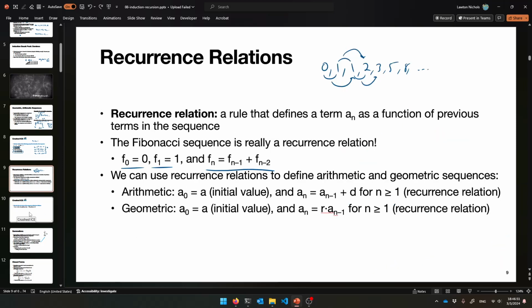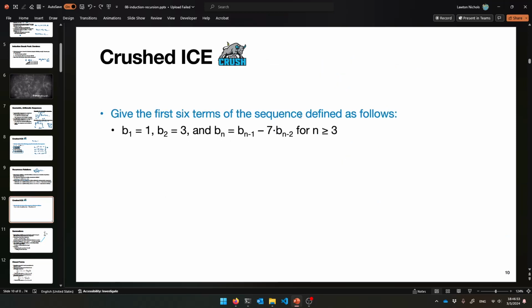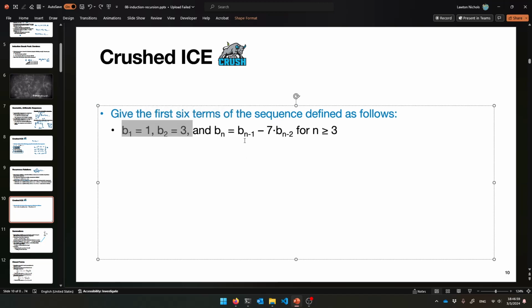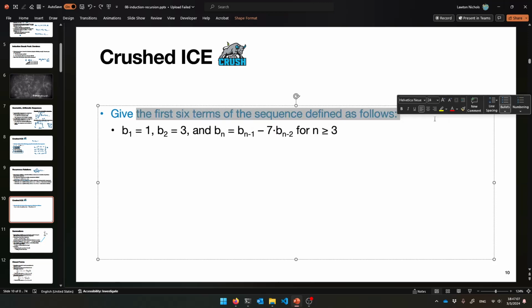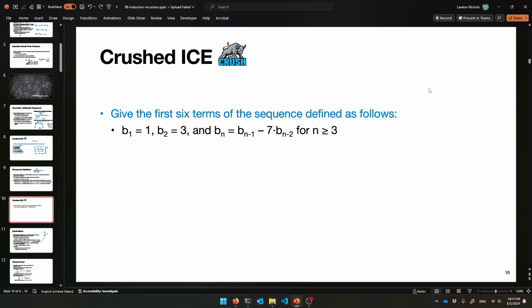So yeah, those are recurrence relations in a nutshell. Here's a practice for you. Here is a sequence that's defined like this. The first 2 elements of it look like this. And then every other element from index 3 onwards, because it starts at 1, is defined like this. Please give the first 6 terms of this sequence. That's really just doing some math. Hopefully it's not too hard. But here it is. The first ones are 1 and 3.